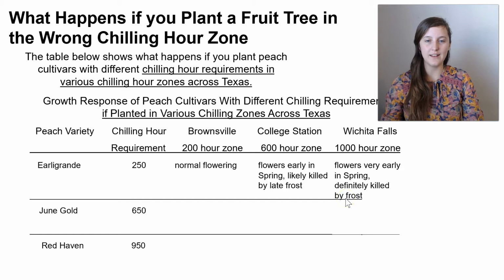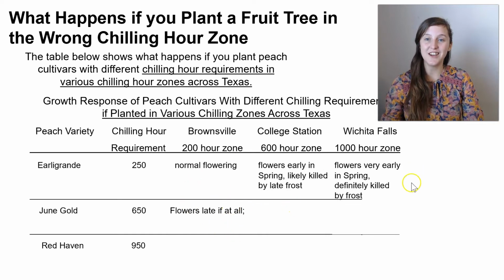Now that you understand this, pause this video and see if you can decide what will happen with the June Gold variety, which needs 650 hours, if it's planted in a zone of 200 hours. What did you come up with? If you said that it would flower late, if at all, you're correct. Because there's only 200 hours of cold, it will not have time to read that section of the DNA required for developing a peach flower.